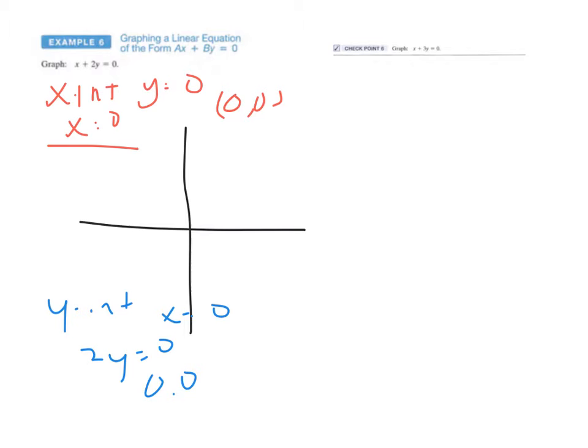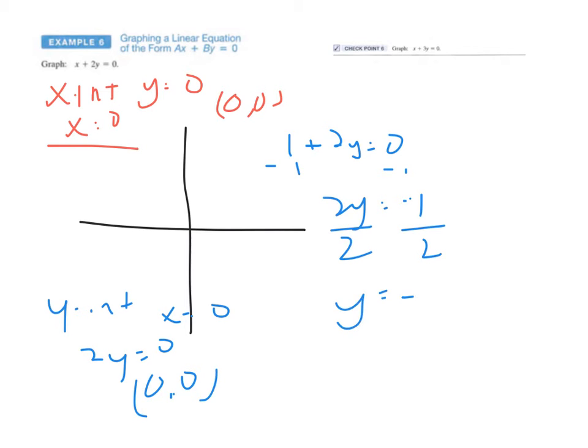The problem with the same number is that it doesn't help me know which way the line goes, so I need to pick another point. So I'm going to pick 1. I'm going to put a 1 in for x in x plus 2y equals 0, and subtract it. And 2y equals negative 1, and divide by 2, I get y equals negative 1/2.